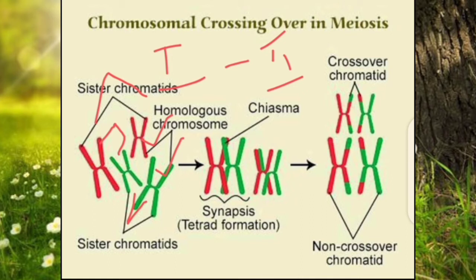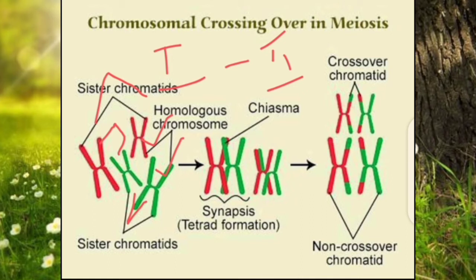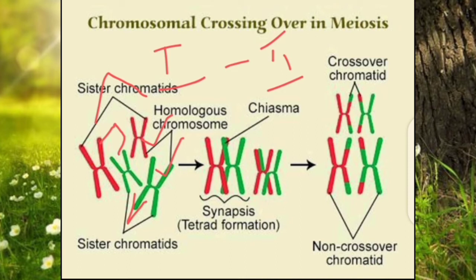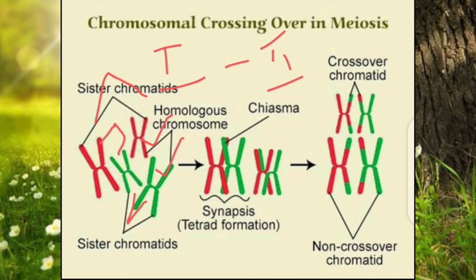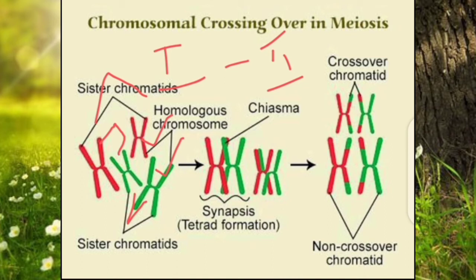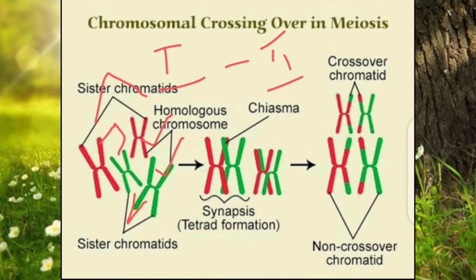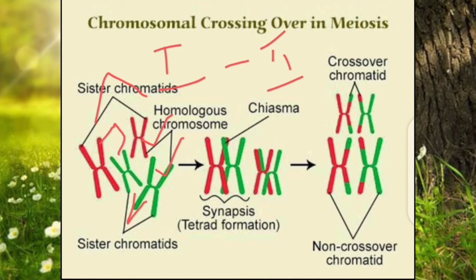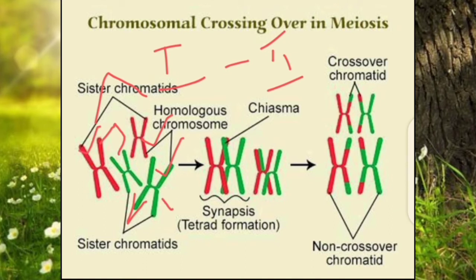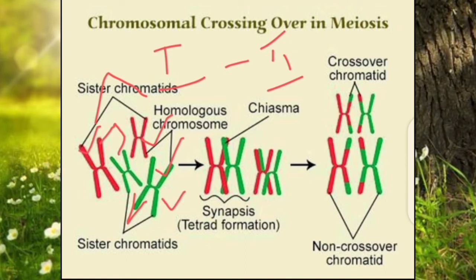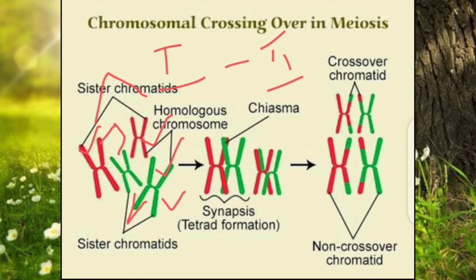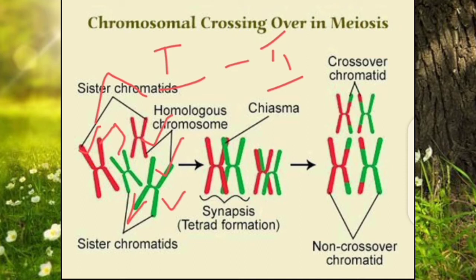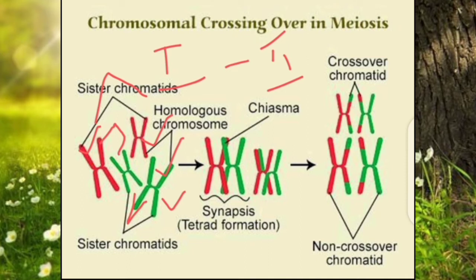Now the chiasmata form in the next stage, which is the pachytene stage of prophase 1 of meiosis 1. The non-sister chromatids of the homologous chromosomes are, this one is one chromosome and this one is the other chromosome. So they are the chromatids. They are non-sister chromatids, while these two are sister chromatids.